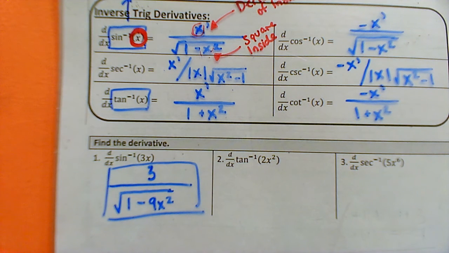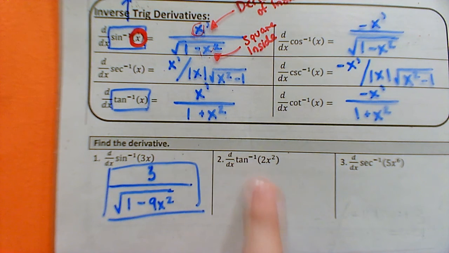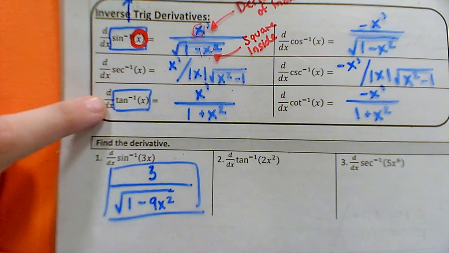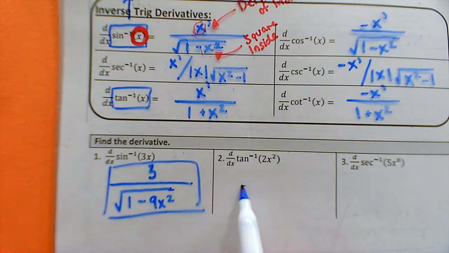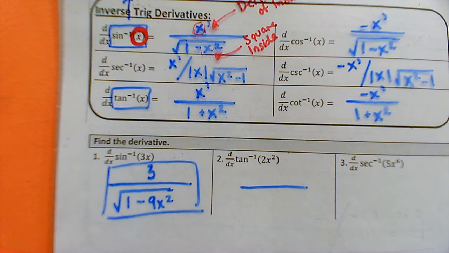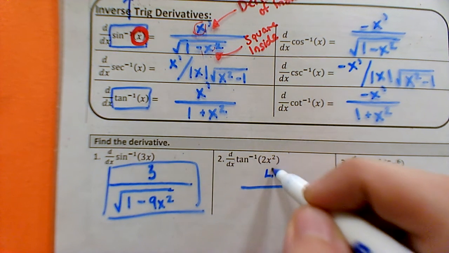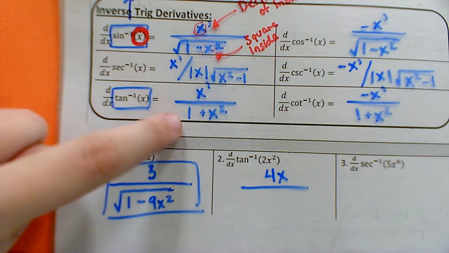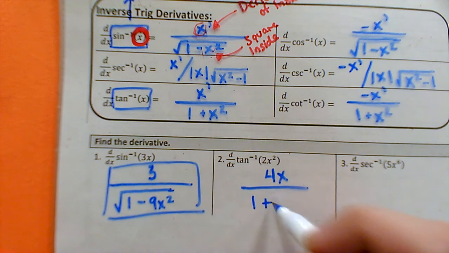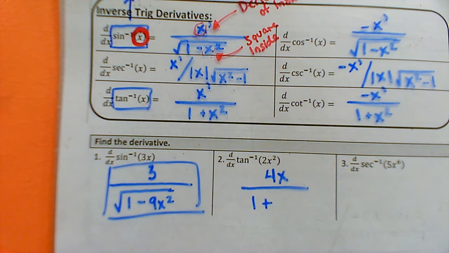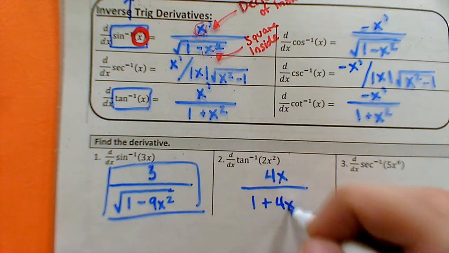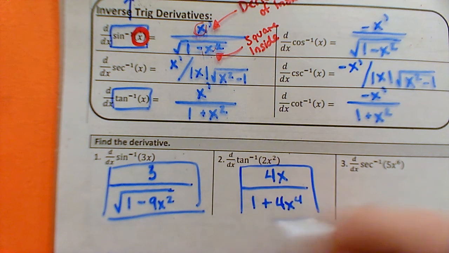It's just understanding the setup, what the shortcut looks like, and then applying the correct derivative rules. All right, let's try tangent. So we're going to use that shortcut. Looks like the numerator is the derivative of the inside. So what's the derivative of 2x squared? Could we do that real quick? We got 4x. And then in the denominator, we need 1 plus the inside squared. So 2x squared times another 2x squared. Yeah, 4x to the fourth. And there's your done derivative.